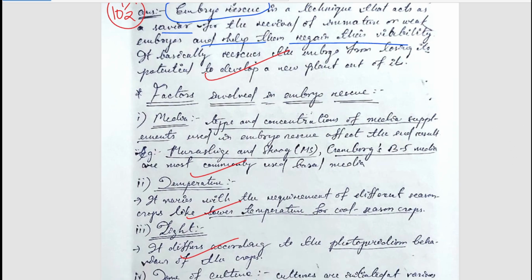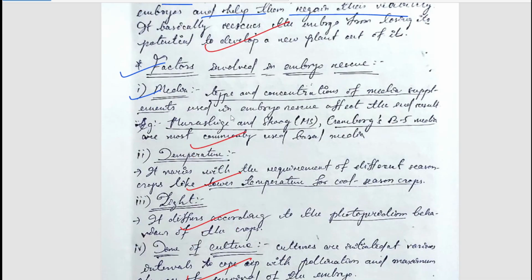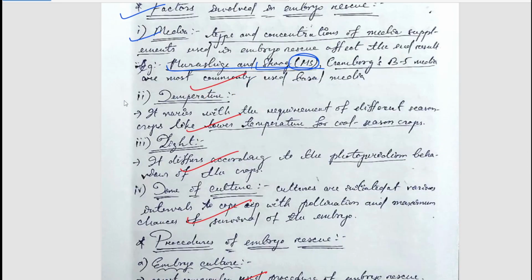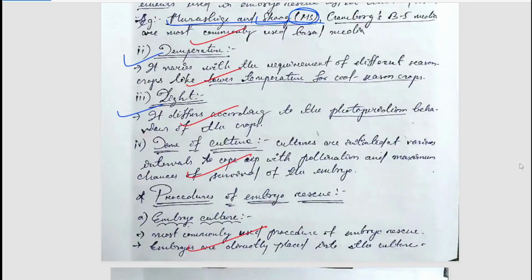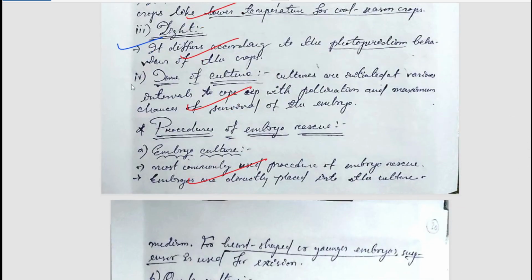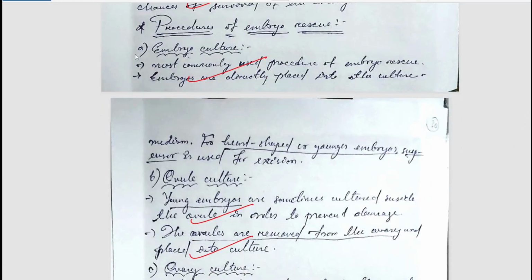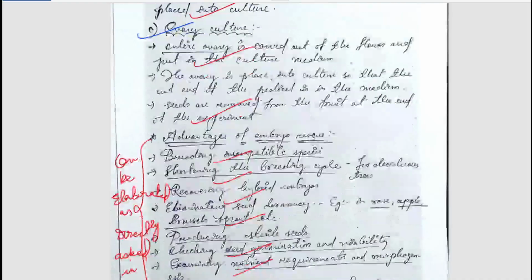Then you can write what the student has mentioned. Factors have been mentioned. Media: we have to take the proper media, generally MS media, which you all know about. Temperature should be well maintained, the light should be there, photoperiod should be maintained. Time of culture has been mentioned. Procedures have also been mentioned, such as embryo culture, ovule culture, ovary culture. So with all these things you can do embryo rescue.